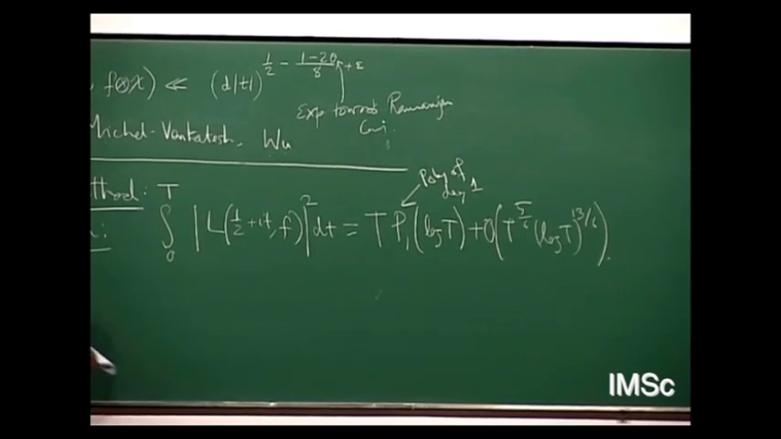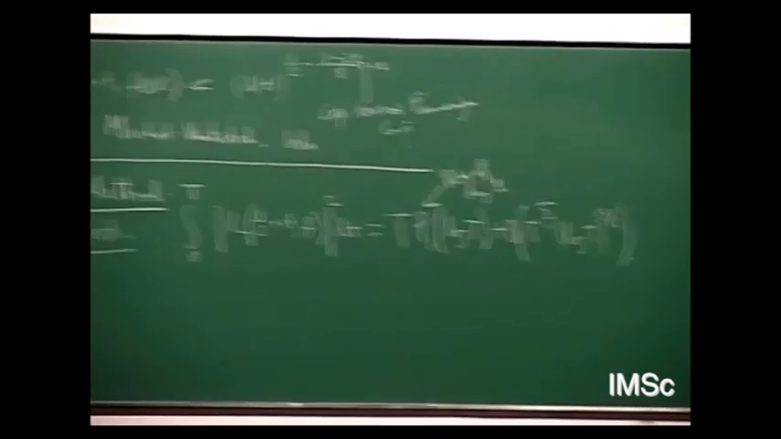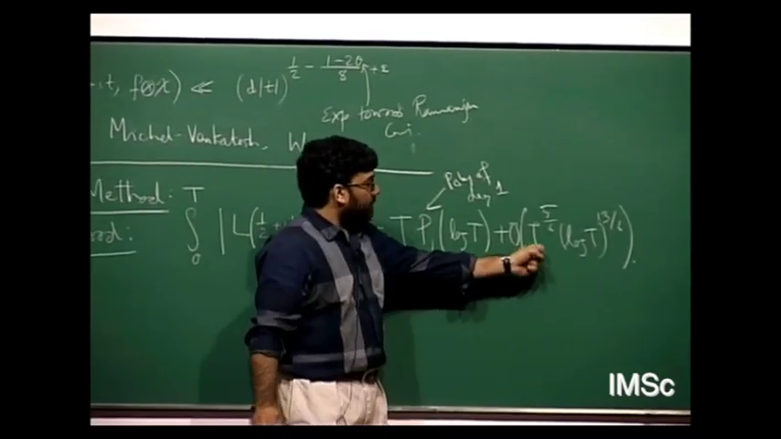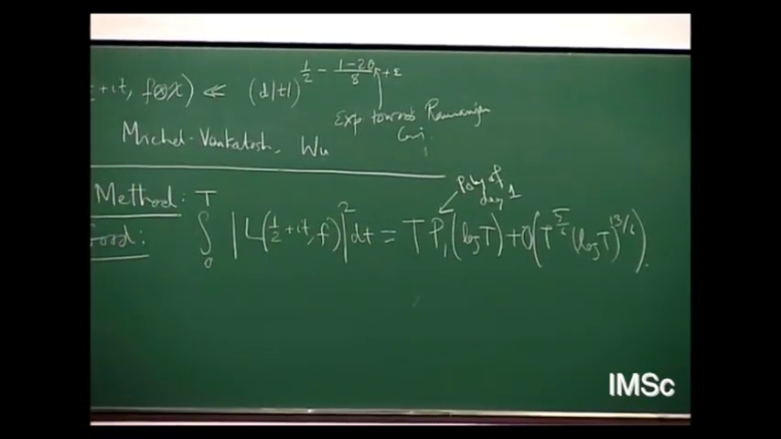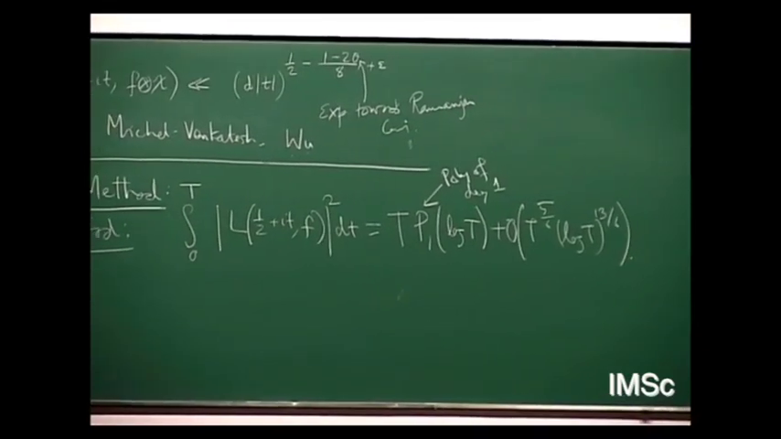Okay, and the exponent 5/12 comes from the error term because you have 5/6, and you have a square over here, and so you have to take the square root of 5/6, which is 5/12. Okay.